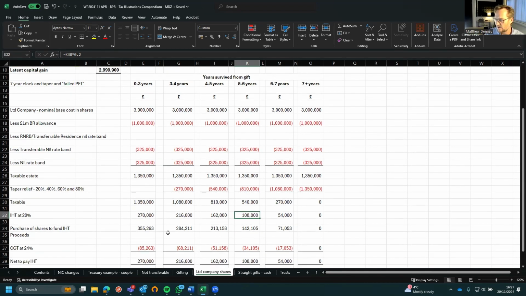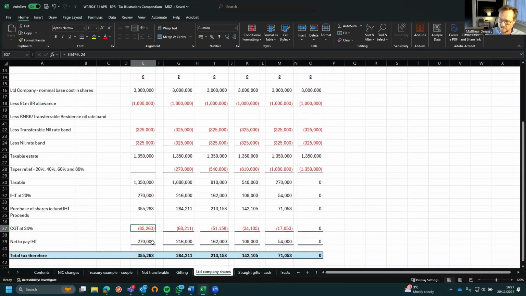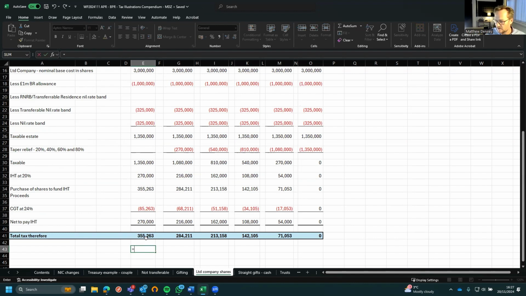But let's say now we thought, oh, crikey, but the money's in the company. We've got to get the money out of the company to pay the inheritance tax because we haven't got enough money elsewhere. So you do a purchase of shares, the company buys back some shares. Well, it can't give you £270,000 because you'll pay capital gains tax, it won't leave you enough. So you sort of gross it up. So you take £355,000 of shares, that incurs £85,000 of capital gains tax, and therefore you've now got the 270. Okay. So that means you are worse off than if nothing was done by £85,000 in this example.